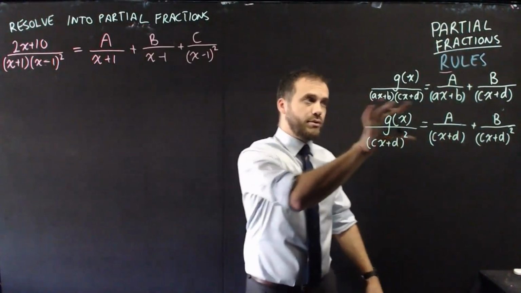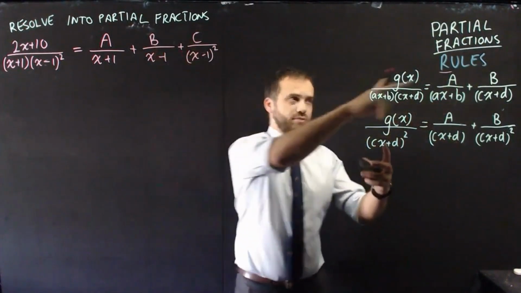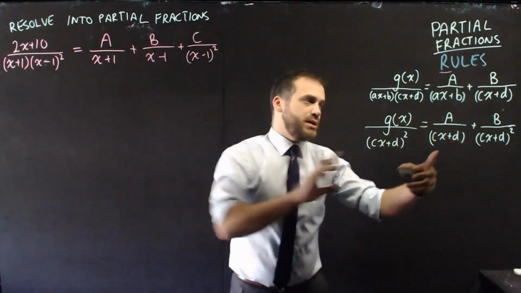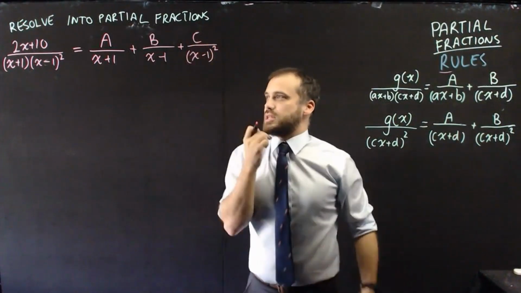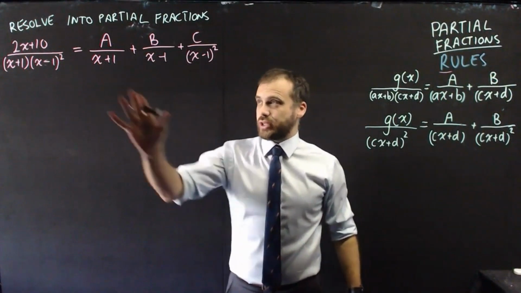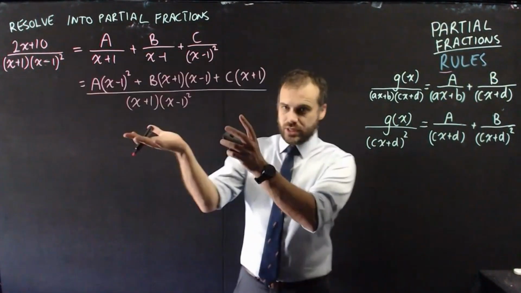We have a linear thing on the bottom here, which gives us our a, and then I'm using b and c here because I've already used a. So instead of using a for the linear term on the bottom, I'm using b. Instead of using b for the squared term on the bottom, I'm using c. Now that we've got that, it's time to push all of these together again into a single fraction with a common denominator of x plus 1, x minus 1 squared. That's what it's going to look like.